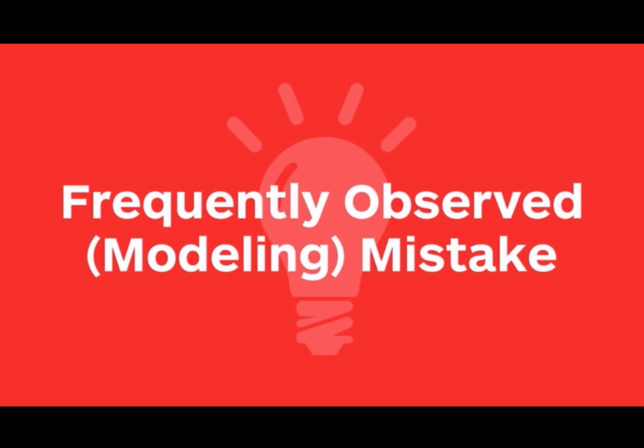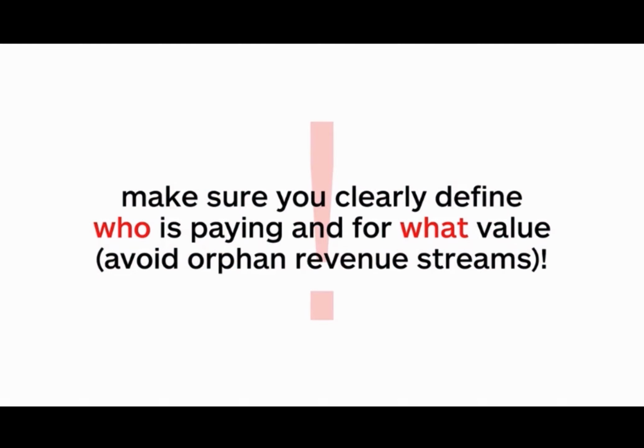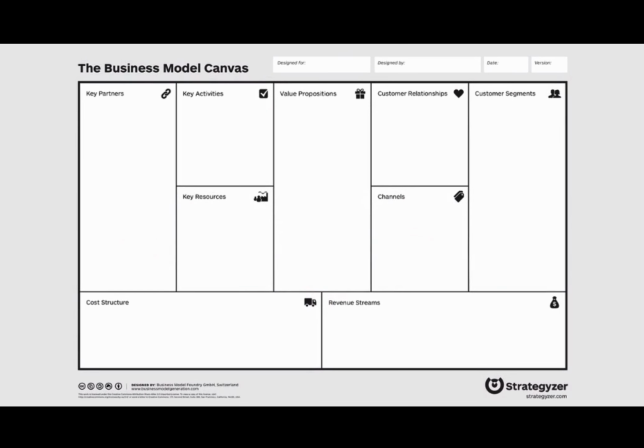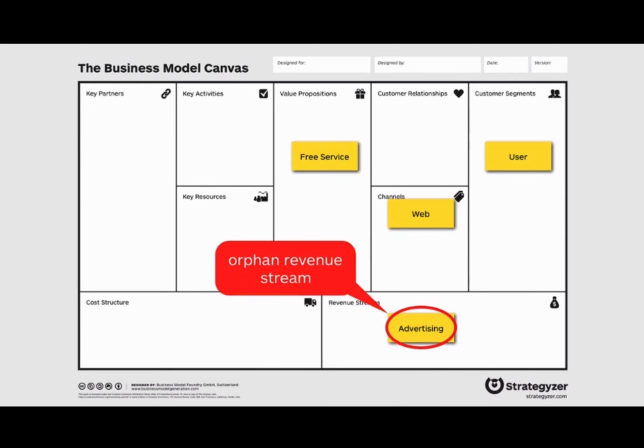Let me finish with a modeling mistake that I often see that seems obvious but isn't obvious. You really got to make sure that you clearly define who is paying and for what people or organizations are paying. Avoid the orphan revenue streams. What I mean with this is that I often see people sketching out a business model, for example, free services sold through the web to users, and this will be financed through advertising. The mistake here is that advertising is an orphan revenue stream because it's not the users who are paying for advertising, and the users are not paying advertising for a free service.